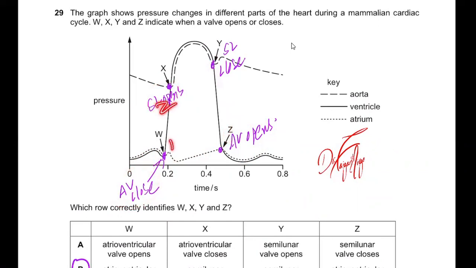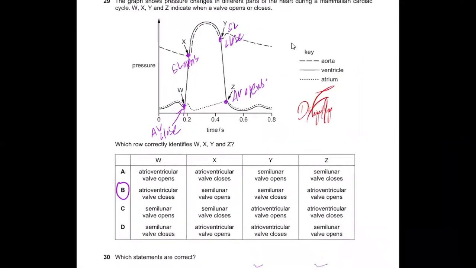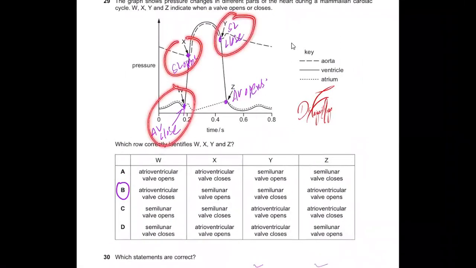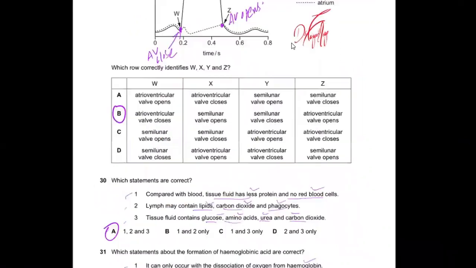So you can just remember there is 1, 2, 3, 4, and whenever a graph comes, just mark these with these annotations and start solving for the answer. So they are asking what's happening at W, what's happening at X, what's happening at Y, what's happening at Z. So out of all these options, nothing can go right except for option B.